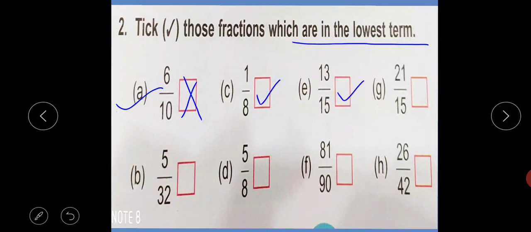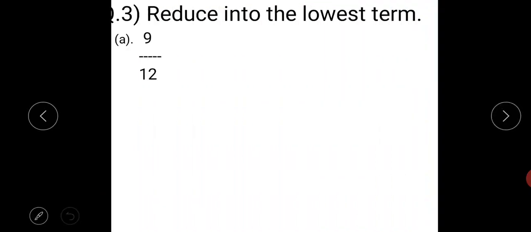This is also in lowest term. 21 upon 15. No, because we can divide 21 and 15 by 3. Similarly, you can solve these parts. Now question number 3 is reduce into the lowest term.